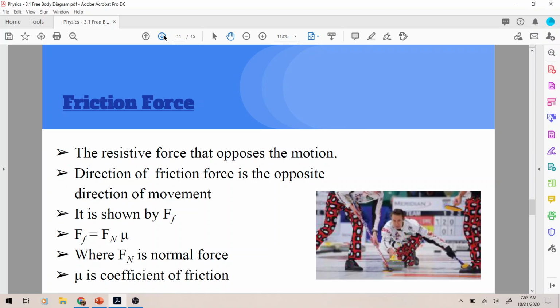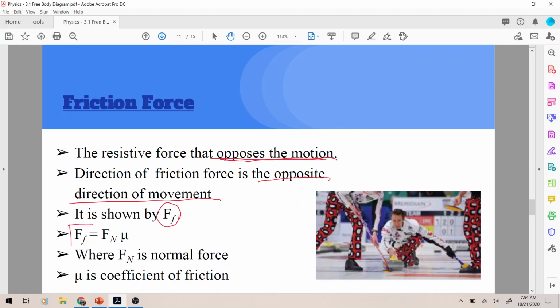It's resistance that is opposing the motion. All right, and what is the direction of force? Friction force, opposite of direction of movement. All right, and how do we show friction force? With F sub F. All right, so this friction force is going to be a little bit different because it is going to have another equation to calculate it.